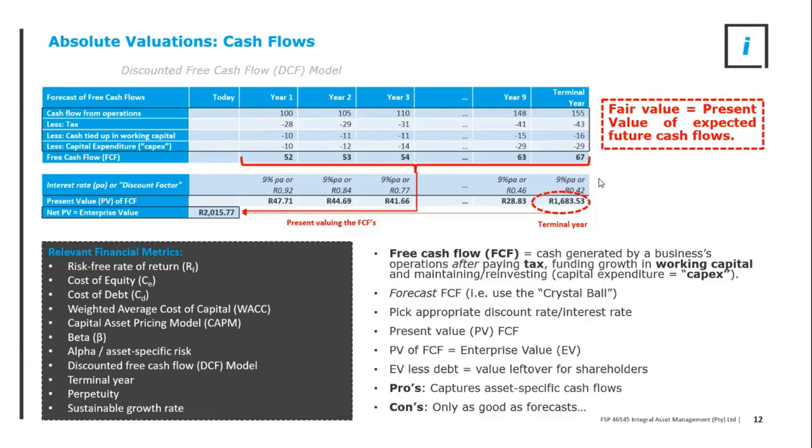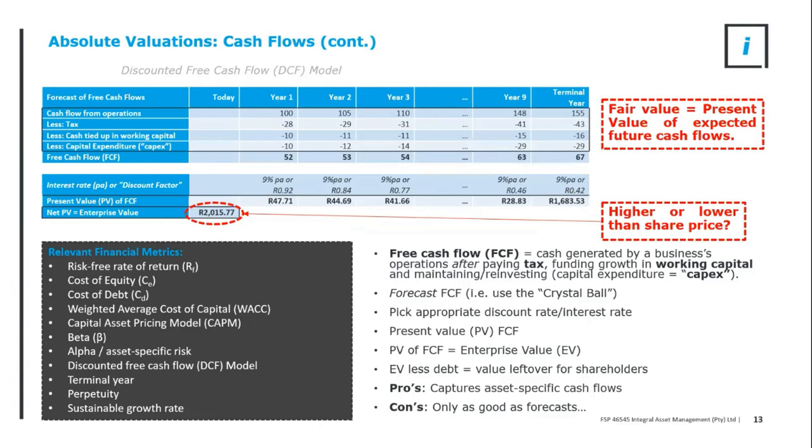The terminal year in the perfect world should be the year the company becomes mature. And in the terminal year, we assume that the terminal year just compounds for eternity. As an academic simplification, this little bottom line is called the perpetuity, and we present value that perpetuity as part of these cash flows. That's just a little complexity. But so long as you understand the big picture here, we are saying that the fair value of this company is the present value of its expected future free cash flows.